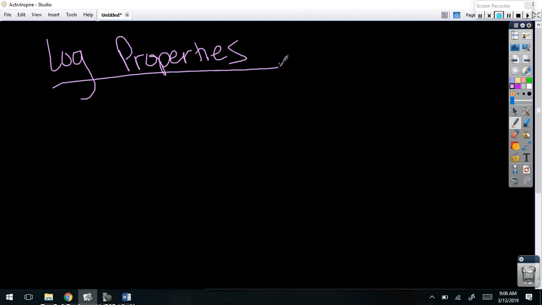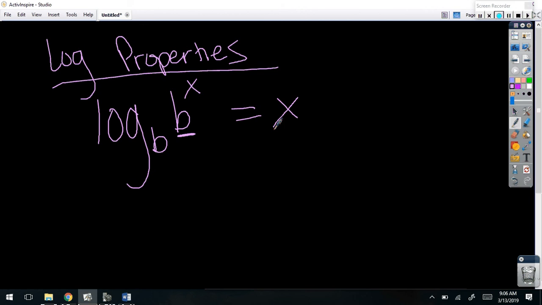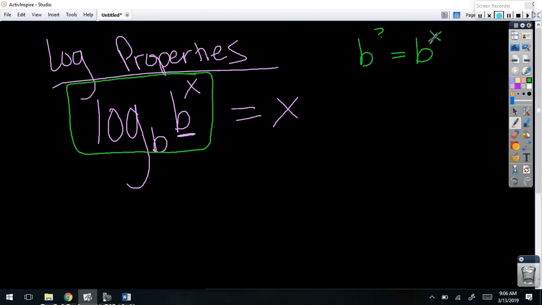All right, log properties. There's two properties that you need to be familiar with, and they really make sense when you think about them. The first one is if you have a base here, and your value here is the same, this just equals X. It always will. And if you think about it, it makes sense, because if you were asked what does it equal, well, you would say b to the what power gives me b to the x. What will go where your question mark is?